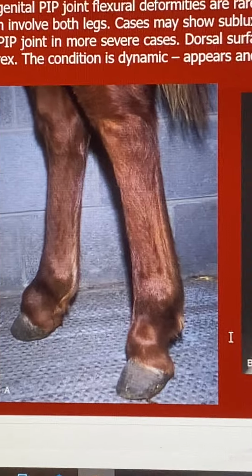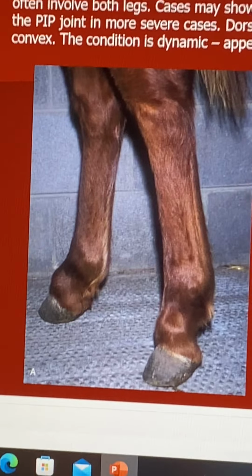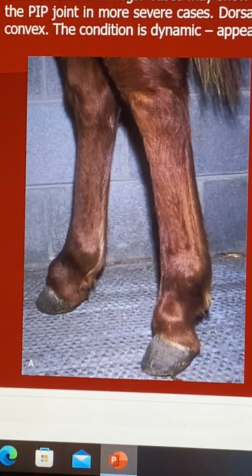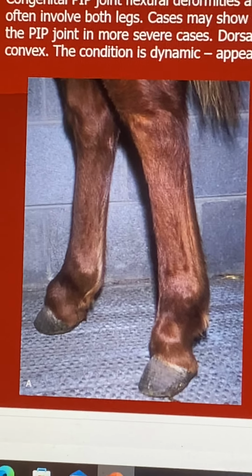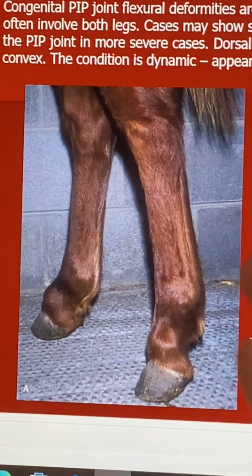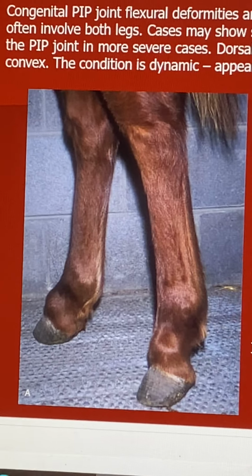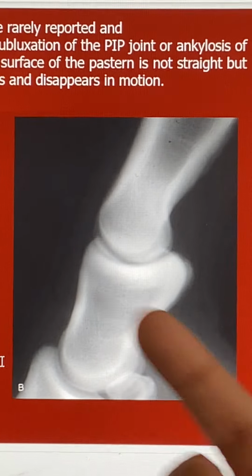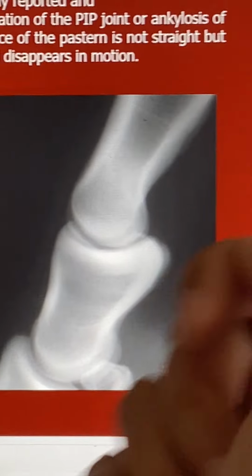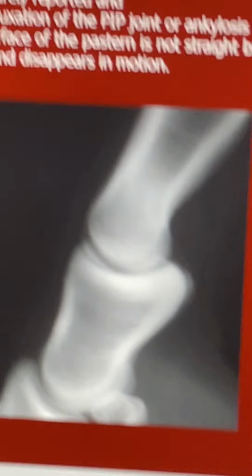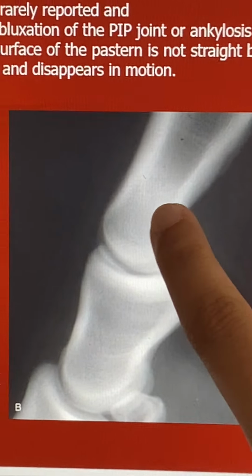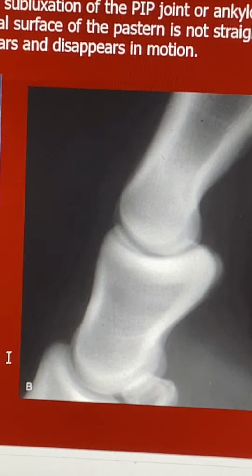Now, it says PIP joint, so I'm not sure if it means proximal interphalangeal joint. I'm really sorry, so many abbreviations haven't been explained. You have flexural deformities, and they're rarely reported in both legs, so it's usually only one leg. You may see subluxation of this joint, so it might just pop out, or ankylosis of the PIP joint in more severe cases. You'll see the dorsal surface of the pastern is not straight but convex, sort of like a rainbow shape. The condition is changing; it appears and disappears when the animal is moving.